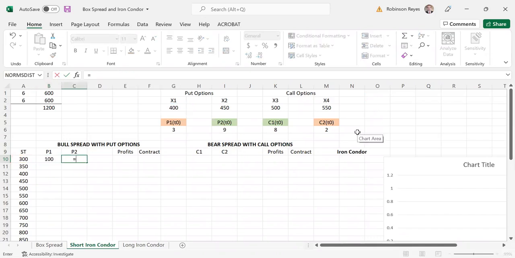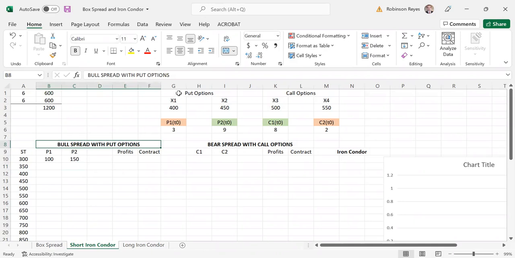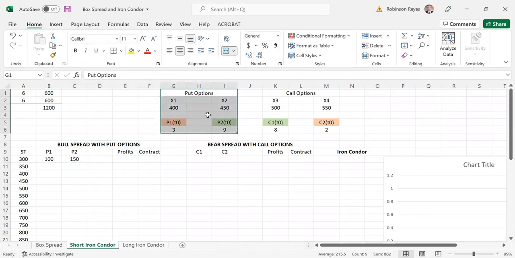Let's first calculate the intrinsic value of the second put option. So in the second put option, it would be strike 2, and then we lock this, minus this strike price, comma 0. And there we go. Let's keep in mind, bull spread, we're forming it with put options. So I'm using the information here, which corresponds to put options, right?